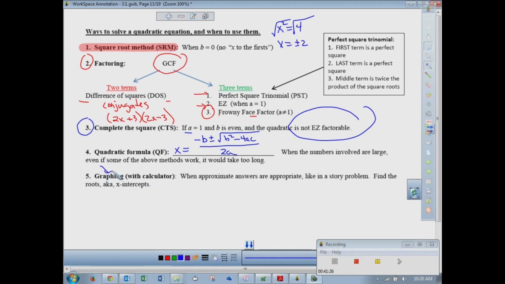Finally, you could use your graphing calculator when you need an approximate answer, like in a story problem, like with our graph that we just had of this ball going down, you could just calculate where it crosses the x-axis because that's what you're doing.